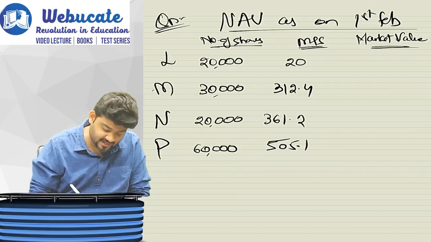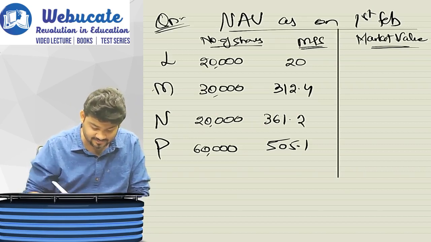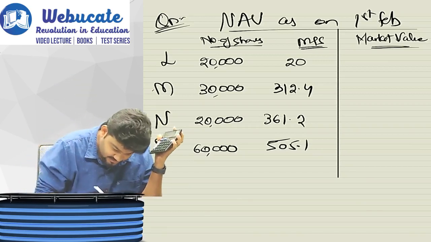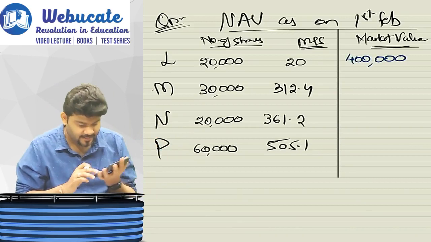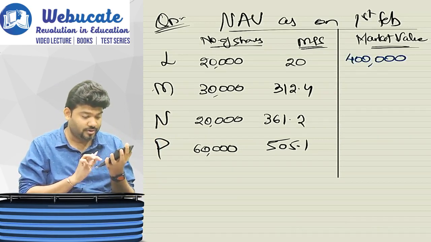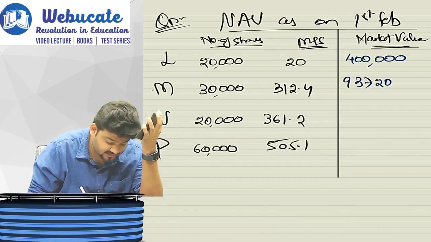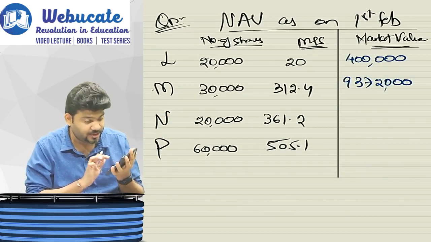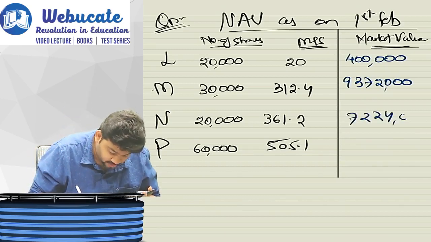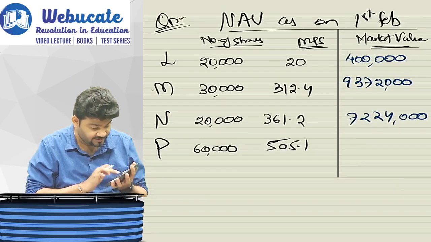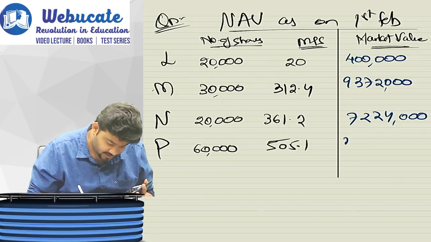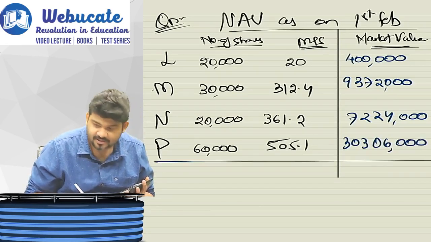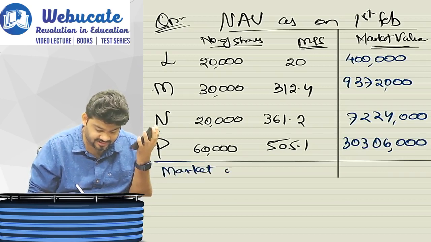Right? And finally, we will have the market value. Tell me the market value. 20,000 into 20. Take it in M plus. This is 4 lakh. 30,000 into 312.4. Again M plus. 93,72,000. Then 20,000 into 361.2. Again in M plus. 72,24,000. And lastly 60,000 into 505.1. Again M plus. 3,03,06,000.